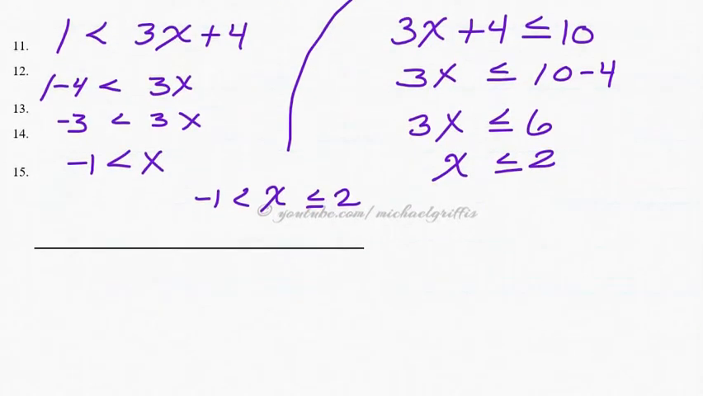Okay, let's look at another one. Okay, let's look at another one here. We have negative 4 is less than 2x minus 5 over 3, and that's less than 4. Between negative 4 and 4.